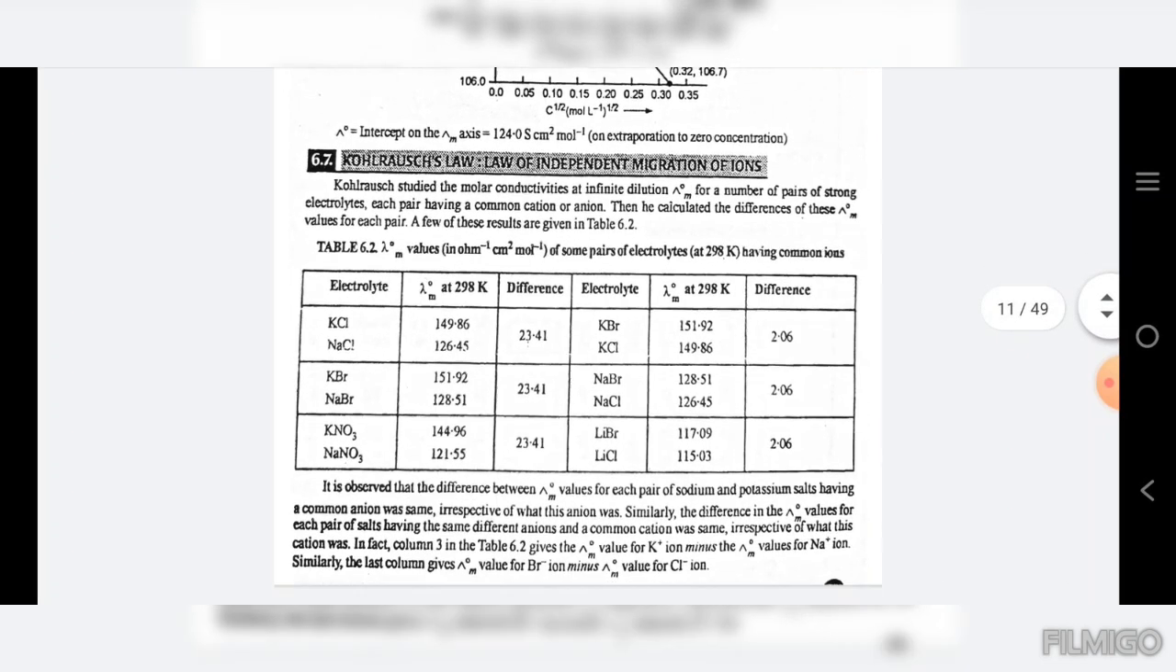Kohlrausch's law of independent migration of ions. Kohlrausch studied the molar conductivity at infinite dilution for a number of pairs of strong electrolytes, each pair having a common cation or anion. Then he calculated the differences of these values for each pair. A few of these results are given in table 6.2. You can see the table 6.2.